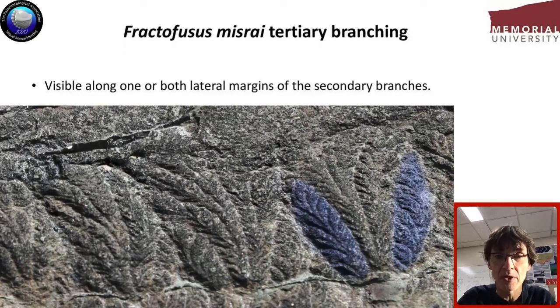In the right secondary branch, however, we can only see the tertiary branches visible on the left edge of that secondary branch. I'm going to come back to this later because this is an important taphonomic feature.